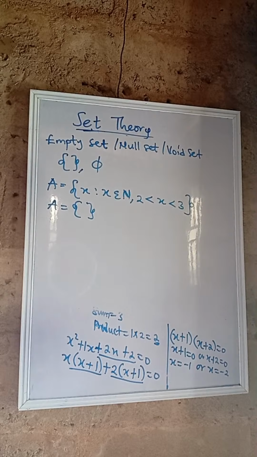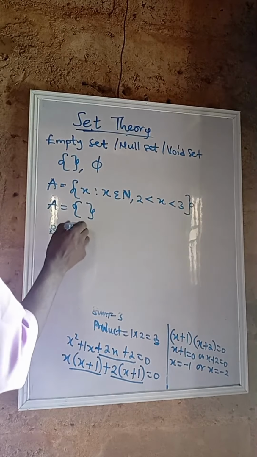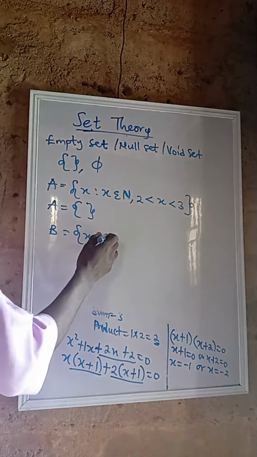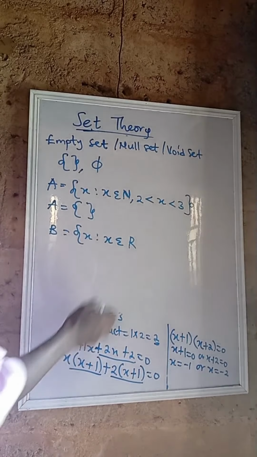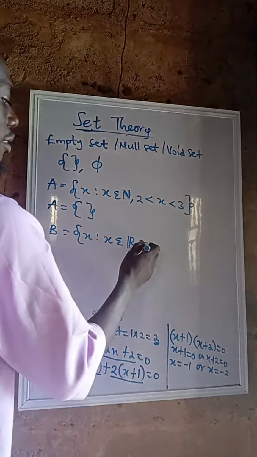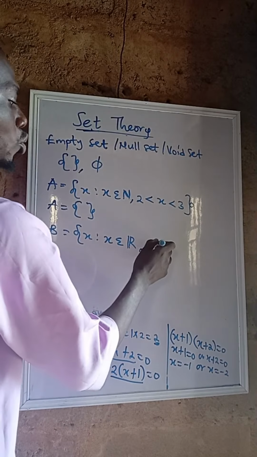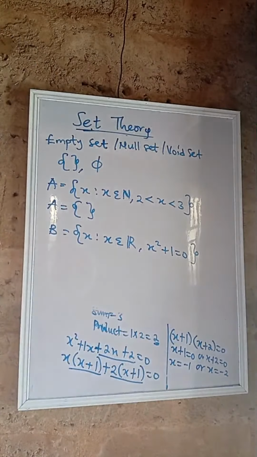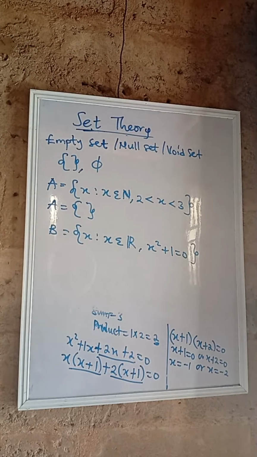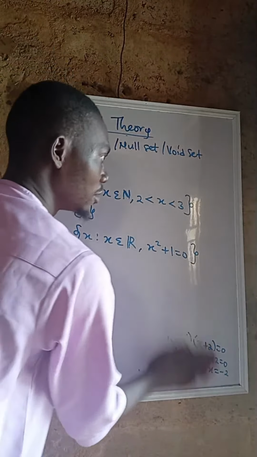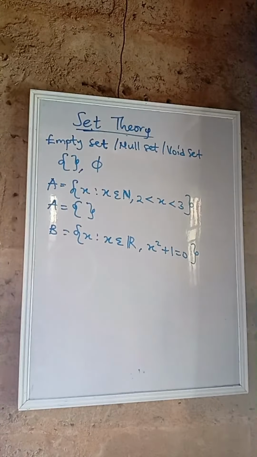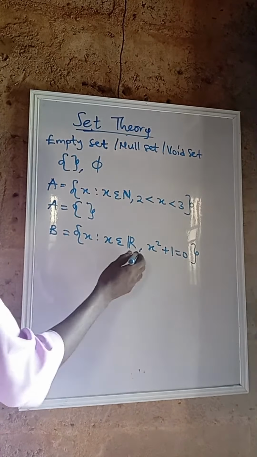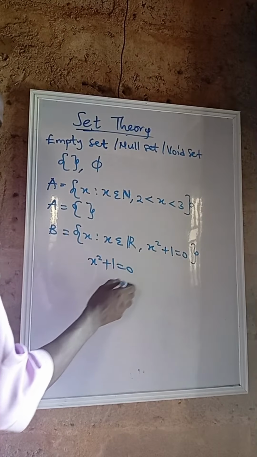It may also come in this way, saying B is a set of x such that x is an element of real numbers. I told you earlier, real numbers, and x squared plus 1 equals 0. Now for this here, you look at this: x squared plus 1 equals 0.